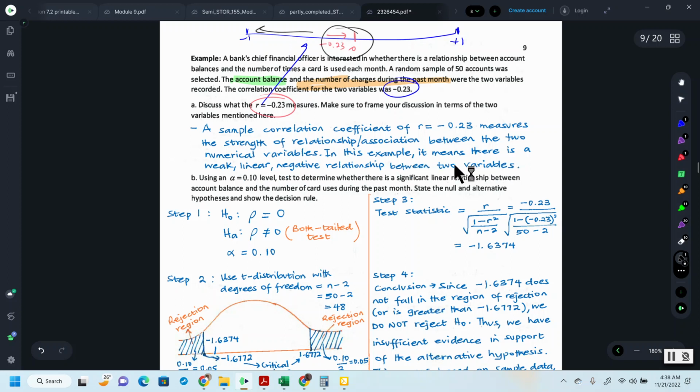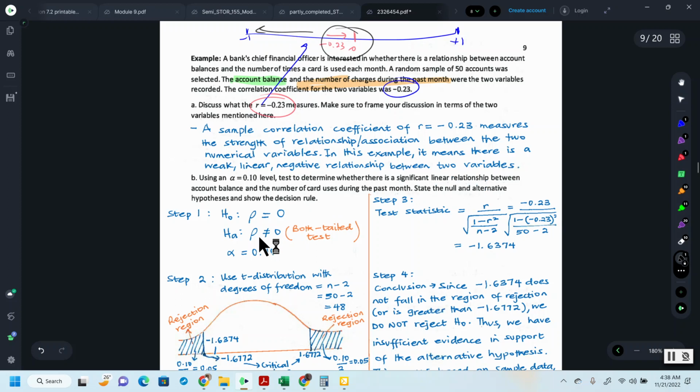With that said, question B: we're to use alpha equals 0.1 level of significance to test whether there is a significant linear relationship between account balance and the number of card uses during the past month. We're to state the null and alternative hypothesis and to also show the decision rule. So how do we do that? Step one, to state the null and alternative. For the alternative, what do we want to test? We want to test if there is any linear relationship.